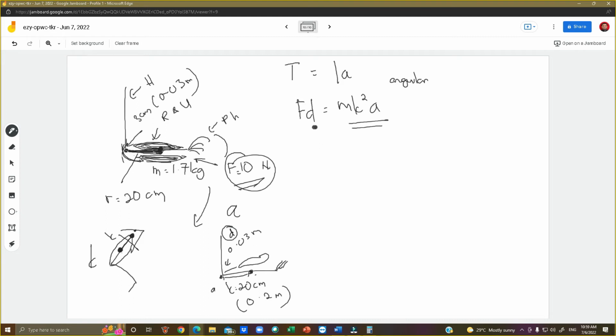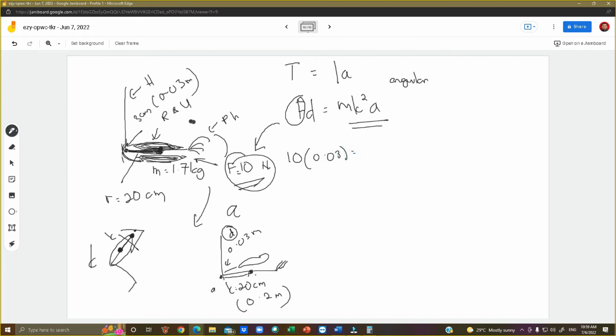So FD, or torque, is also equal to mk squared alpha. F here is the amount of force in the system, which is 10. And D here is the distance between the force being applied by the muscles to the axis of rotation. Since it is parallel in line, both are actually parallel with the axis, so we will take the distance directly.